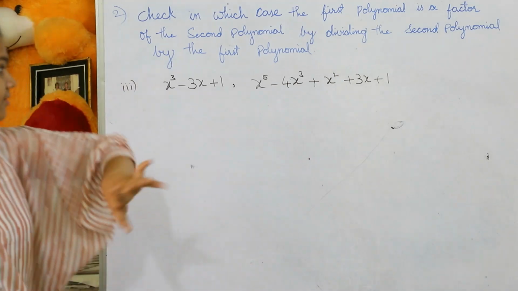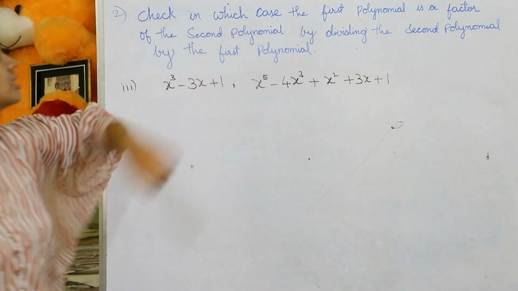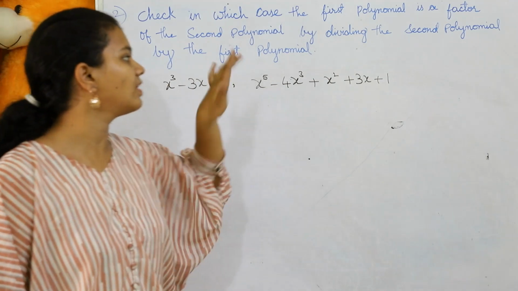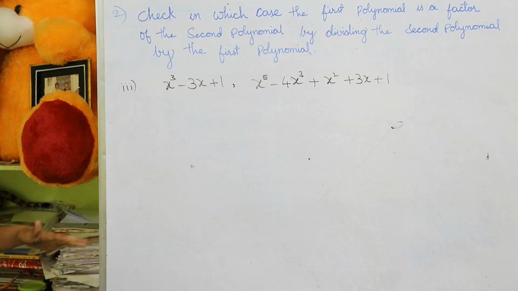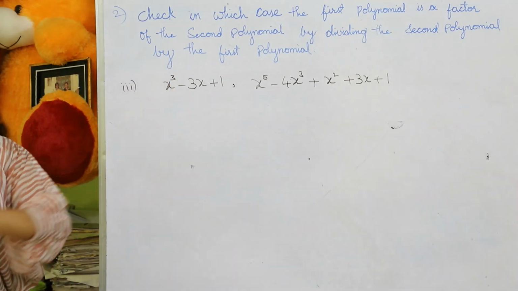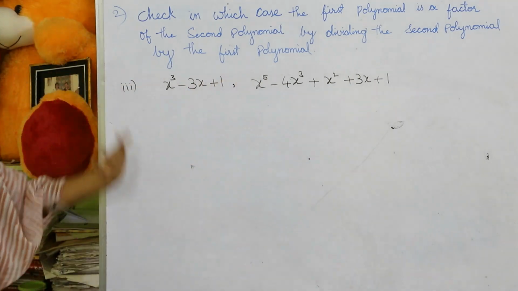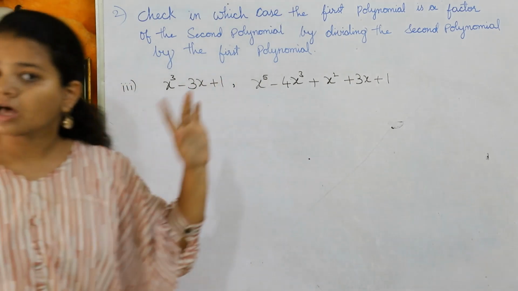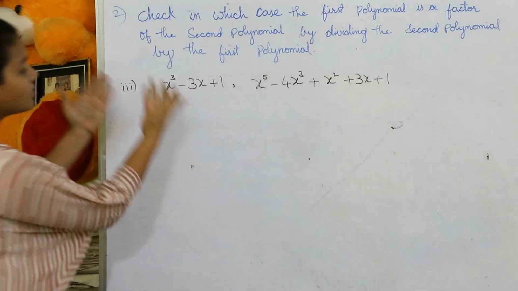Well, guys, in this given particular question they have given g of x and p of x, right? I have said over here that we must divide the second polynomial by the first polynomial. So here the first polynomial is x cube minus 3x plus 1, and the second polynomial is x power 5 minus 4x cube plus x square plus 3x plus 1. Now what you do? You divide the second polynomial by this first polynomial.